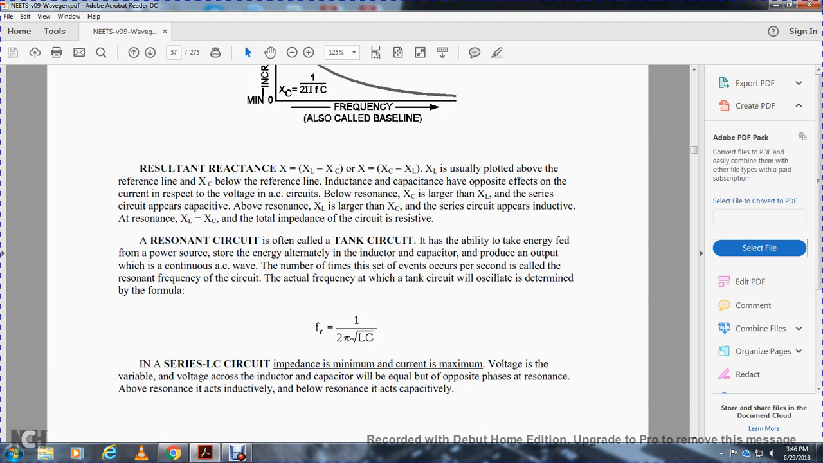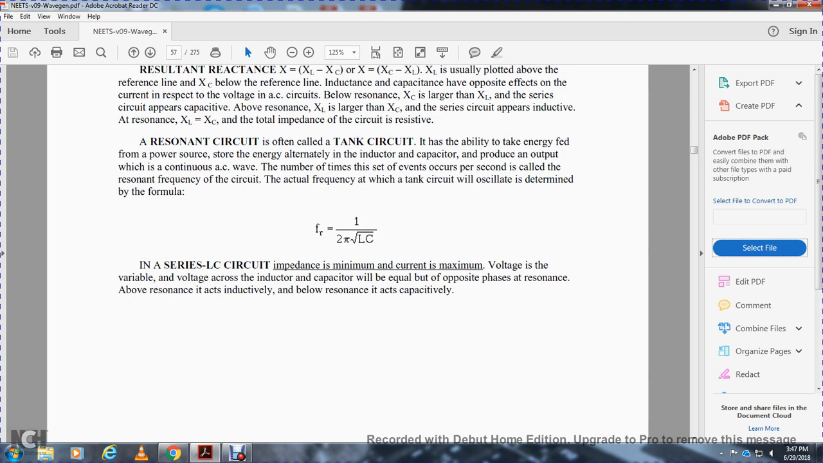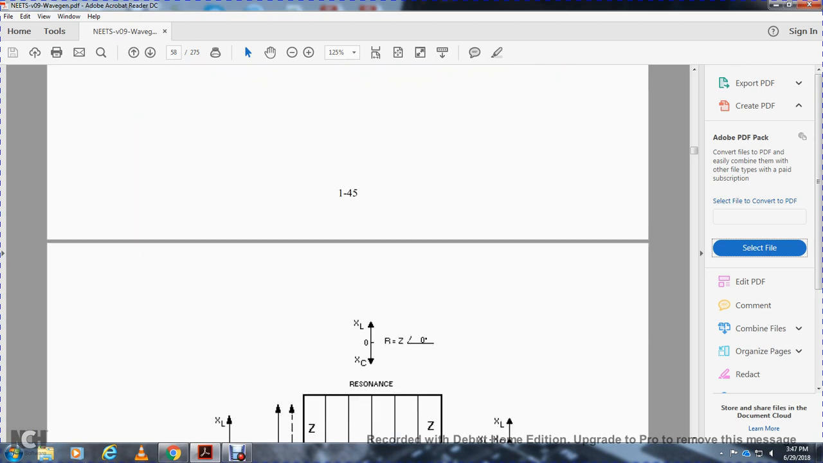In a series LC circuit, impedance is a minimum and current is a maximum. Voltage is the variable. The voltages across the inductor and capacitor will be equal but opposite in phase at resonance. Above resonance the circuit acts inductively, and below resonance it acts capacitively.